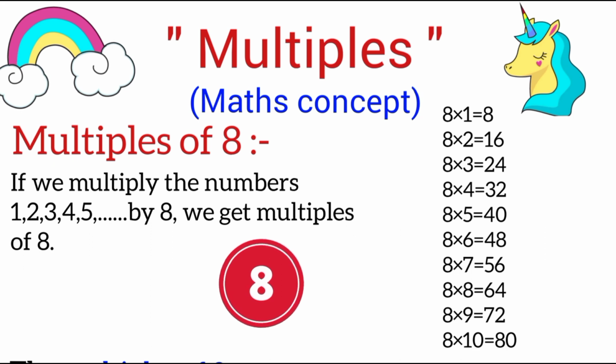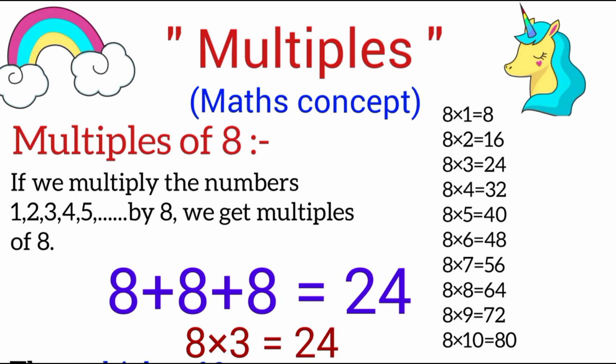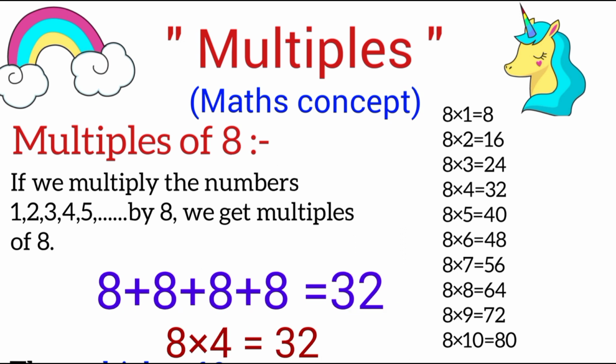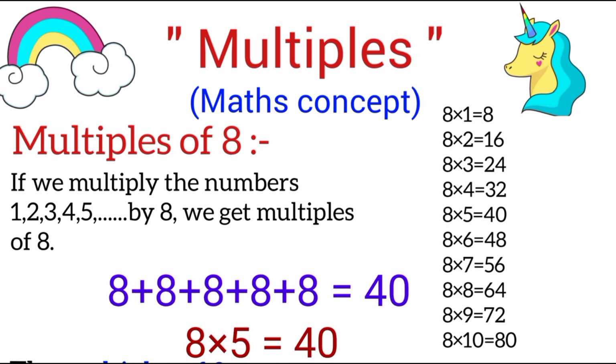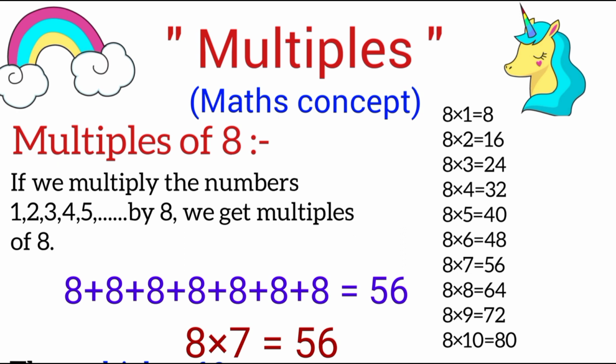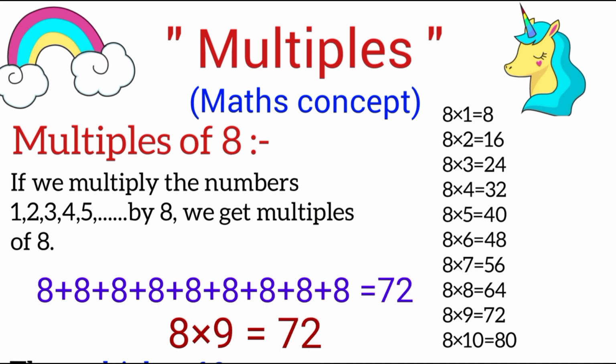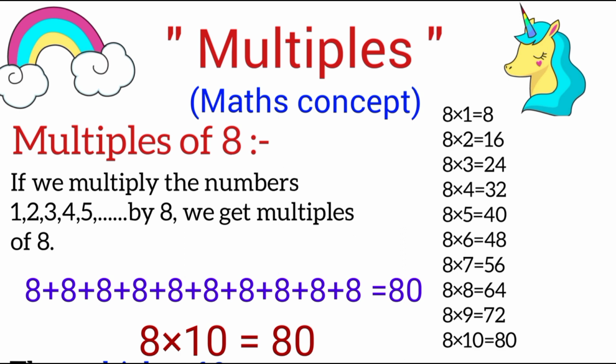Now, let's get into multiples of 8. If we multiply the numbers 1, 2, 3, 4, 5 and so on by the number 8, then we get multiples of 8. So let's get started. 8 ones are 8. 8 twos are 16. 8 threes are 24. 8 fours are 32. 8 fives are 40. 8 sixes are 48. 8 sevens are 56. 8 eights are 64. 8 nines are 72. And 8 tens are 80.